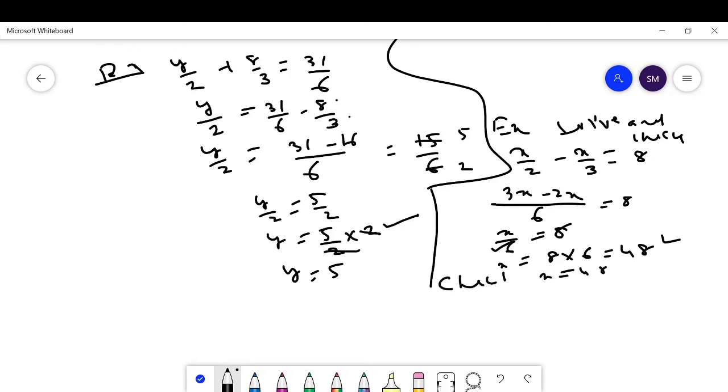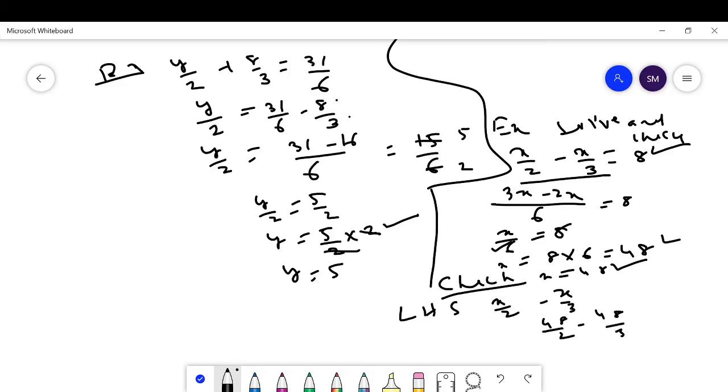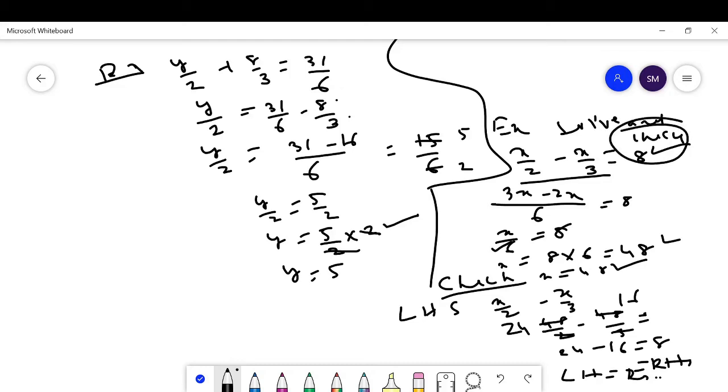You have to check. Put the value x equal to 48 in the LHS, then you must get the RHS. This is the check. LHS is equal to x by 2 minus x upon 3, which is equal to 48 upon 2 minus 48 upon 3, which is equal to 24 minus 16, which is equal to 8, which is the RHS. Here you get LHS is equal to RHS, hence verified. You have checked the linear equation.